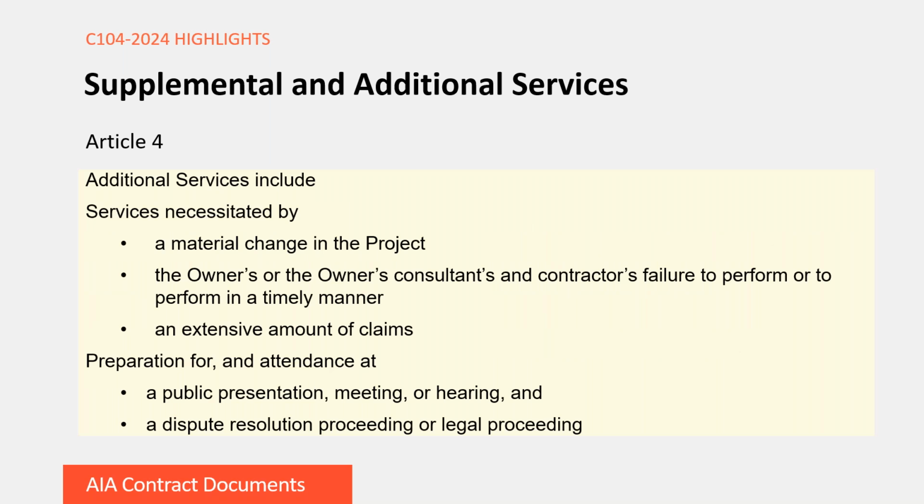Then, as it relates to additional services, these are the services that might occur during the performance of the project after the contract is executed. So here, for example, you're going to see things like services necessitated by a material change in the project. You may have an issue where the owner or the owner's consultants and contractors fail to perform, or they're delayed in their performance, that's impacting the owner's representative services and what was contemplated as the basis of their compensation. You may also have an extensive amount of claims that's going to require the owner's representative services on a more frequent or more common basis than what they anticipated.